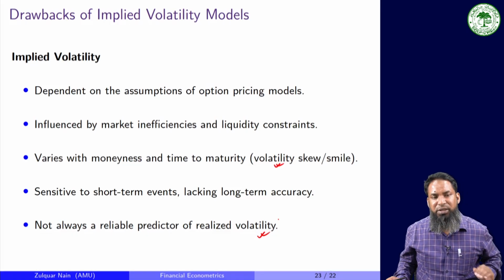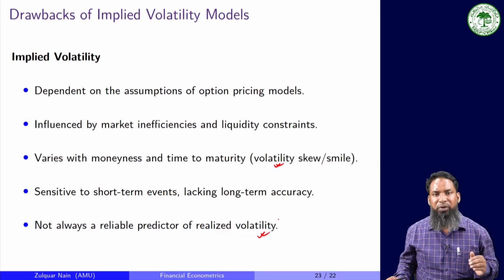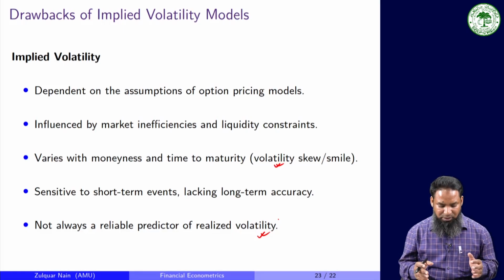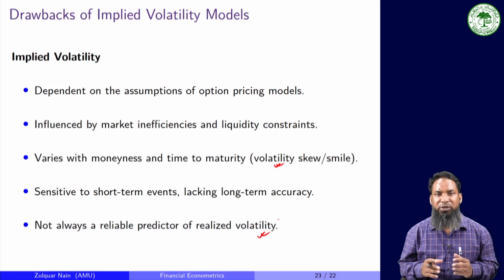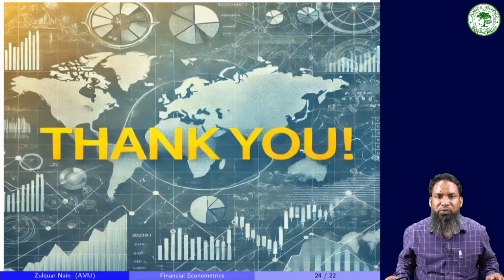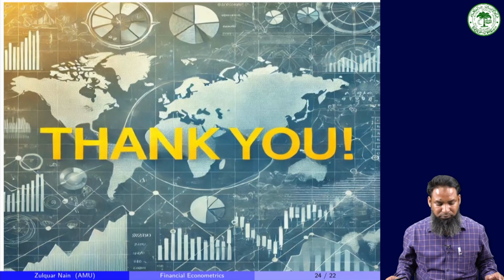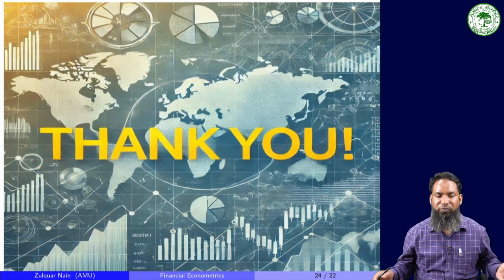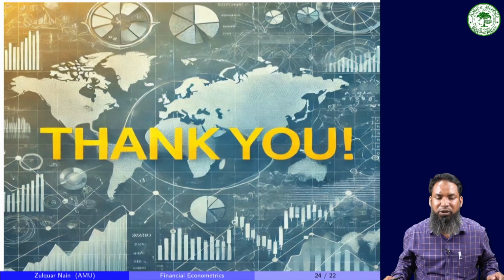Then in the next class we will discuss models which have the capacity, or the feature, to do away with these drawbacks. So, see you in the next class, where we will primarily discuss the autoregressive conditional heteroscedasticity model, which is based on the concept of the time-varying nature of volatility.